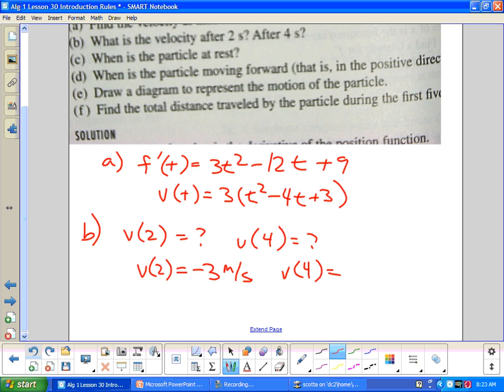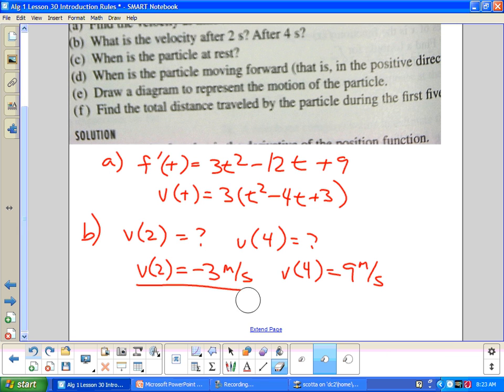Do the same math. 16 minus 16 is 0. Plus 3 is 3. 3 times 3 is 9. Well, here's what I know. Guys, guess what direction I'm going at 2 seconds? Going backwards. And guess which direction I'm going at 4 seconds? Forwards. So we know that. When is the particle at rest?